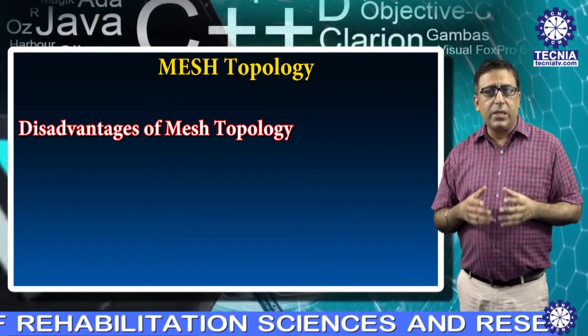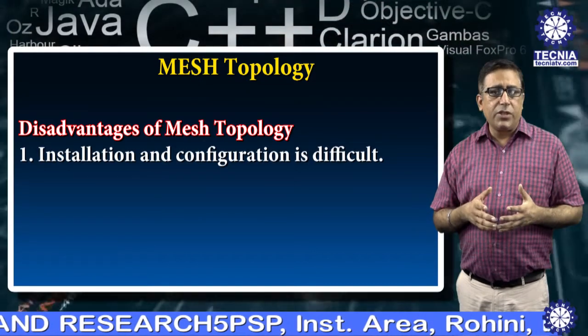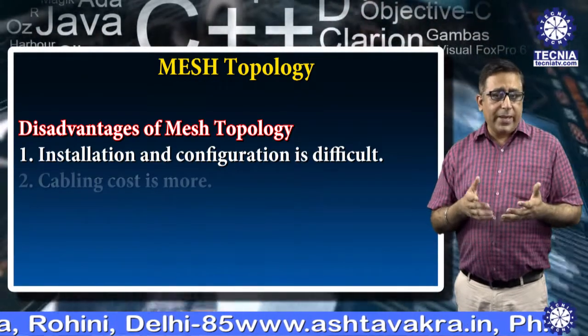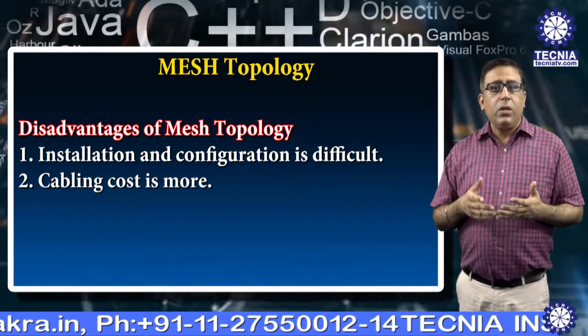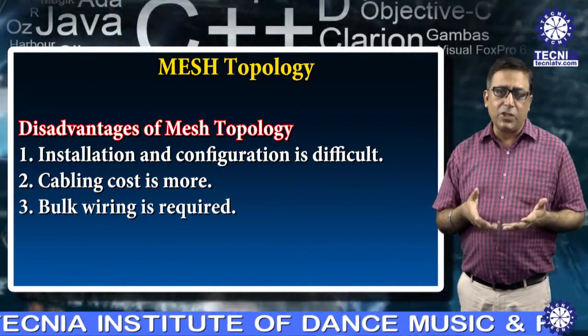Now we are discussing the disadvantages of mesh topology. In mesh topology, installation and configuration is difficult as compared to other topologies. Second disadvantage of mesh topology is cabling cost is more. Third disadvantage of mesh topology is bulk wiring is required in mesh topology.